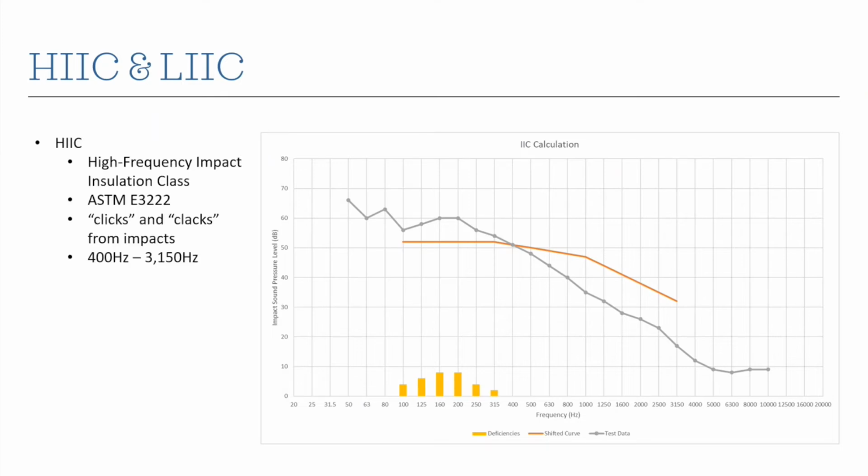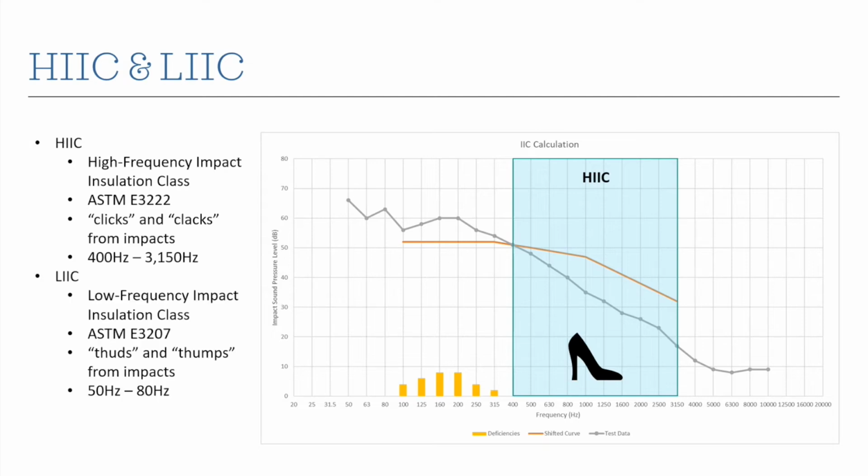So HIIC stands for High Frequency Impact Insulation Class. It's in standard ASTM E3222, and it really gets at the clicks and clacks. So you think about high heels on a hard surface, or hard-soled dress shoes, or dog's nails, those kinds of things. And it's this range highlighted here from 400 to 3,150 hertz.